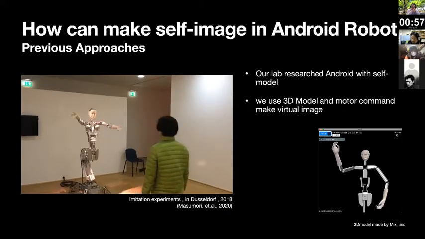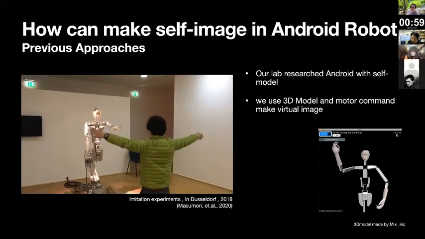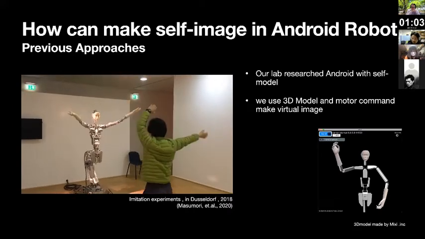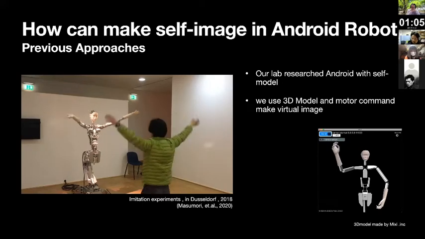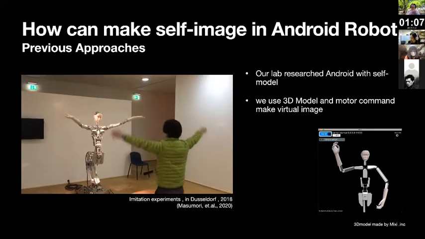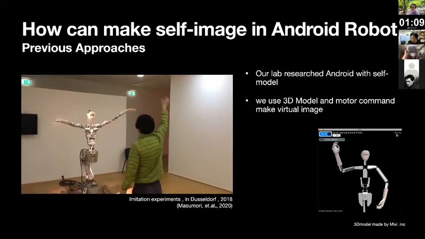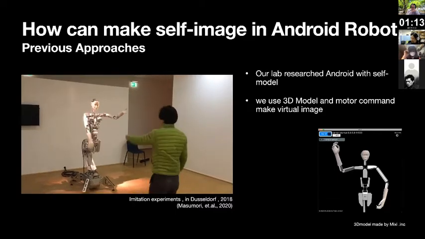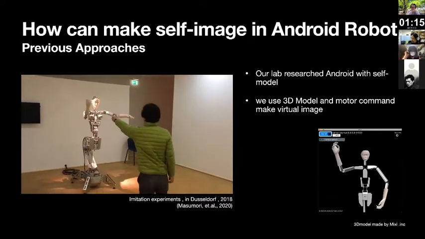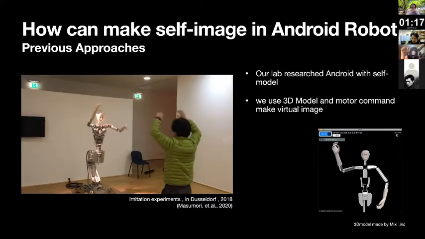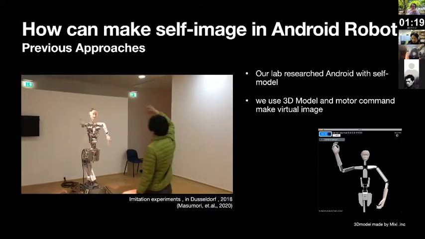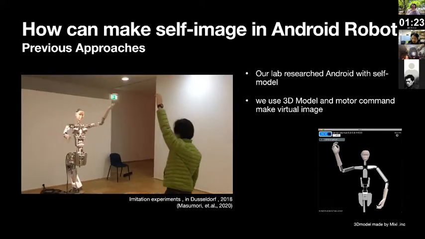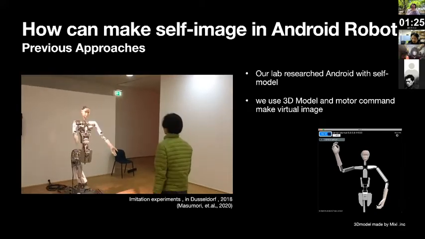Until now, self-image has been generated by using 3D models and potentiometer values. Ultra 3's body model so far has been generated by giving angle information into a 3D model. So we want to make a new model, or a new embodiment.